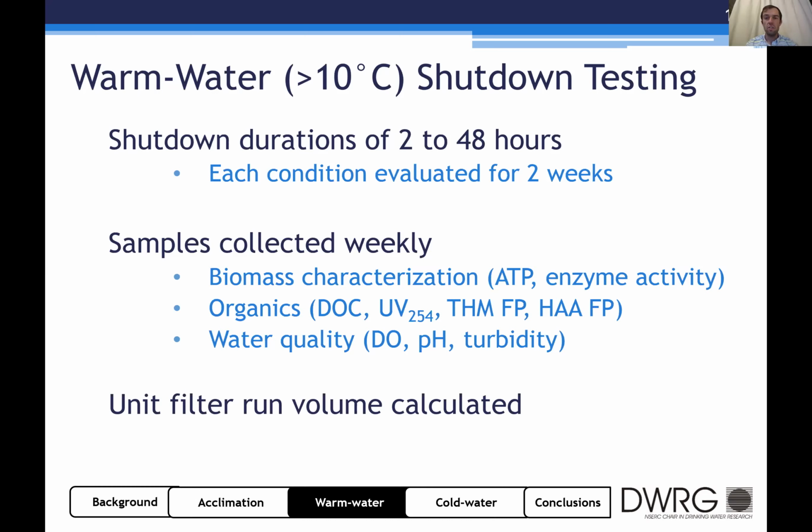We did biomass characterization with ATP and enzyme activity again. We did organics characterization, DOC, UV254, and some DBP precursor formation potential. And what we did was we chlorinated our water samples for 24 hours and then evaluated the concentration of THMs and HAAs that formed, as well as some online water quality, DO, pH, turbidity, which was conducted at the facility. And finally, we also looked at unit filter run volume. We wanted to see how production compared between those different filters to see if we were getting impaired production or if we could get the same level of production with shutdown.